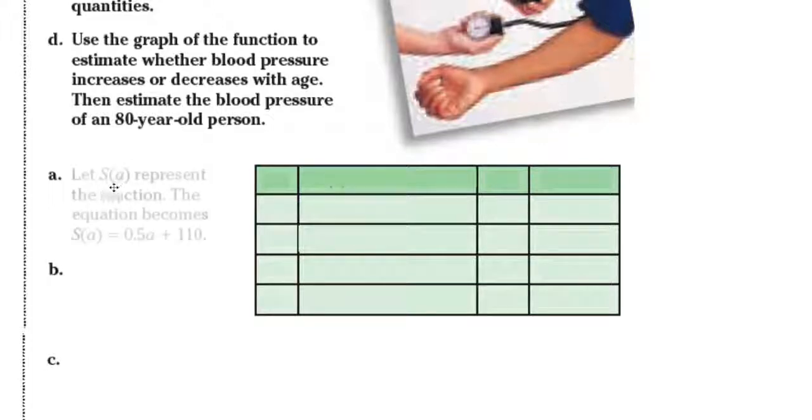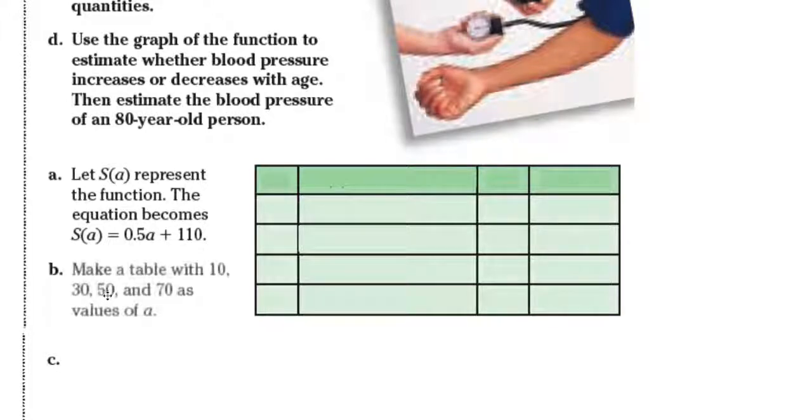So let's look at letter A. S of A represents a function, so our functional notation for that equation would be S of A is equal to 0.5A plus 110. Easy enough. And then we make a table with 10, 30, 50, and 70 as values of A. And 0.5A plus 110 is the expression or the equation in this case.